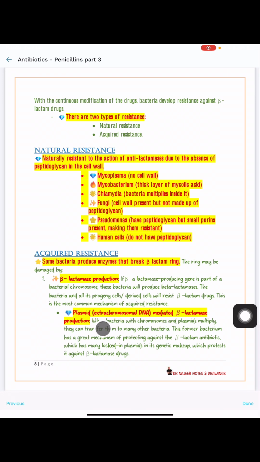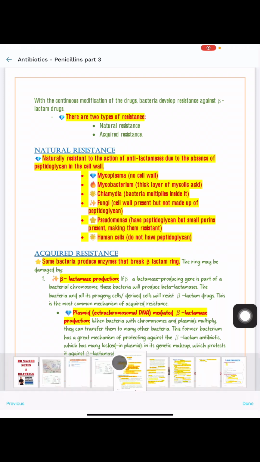And plasmid-mediated beta-lactamase production occurs when the gene is extra-chromosomal. When bacteria with chromosome and plasmid multiply, they can transfer them to many other bacteria. This form of bacterium has a great mechanism of protecting against the beta-lactam antibiotic, with many locked-in plasmids in its genetic makeup, which protect it against beta-lactam drugs.